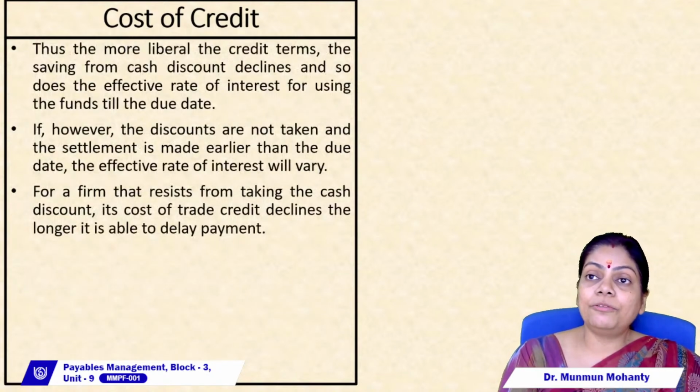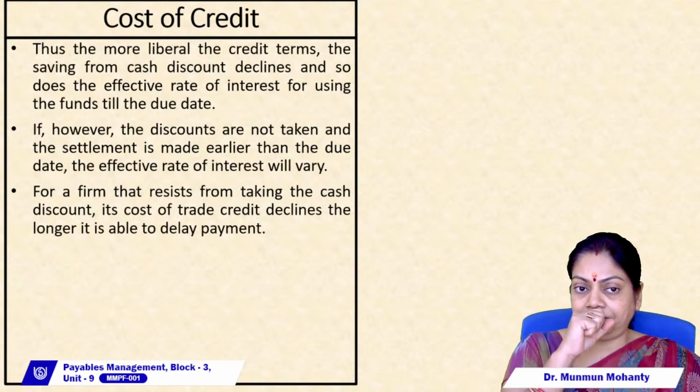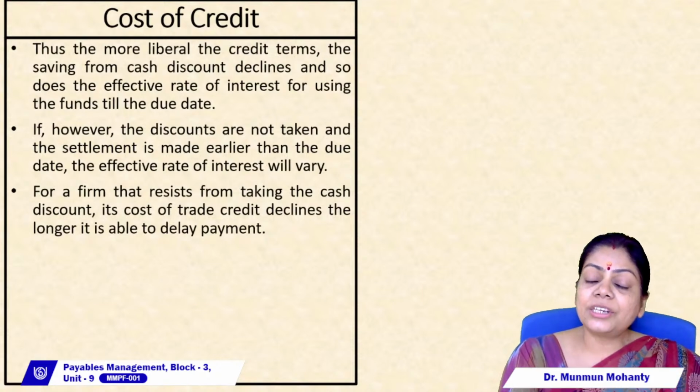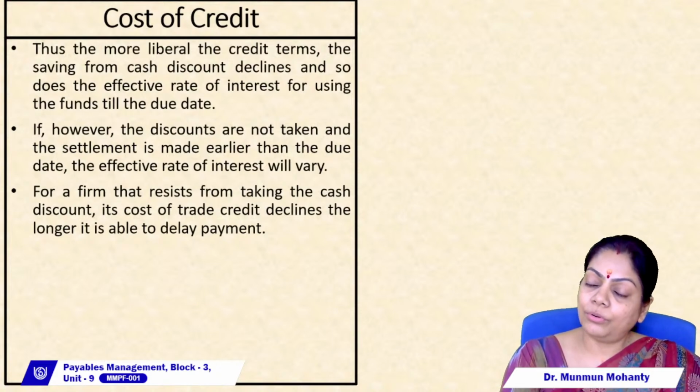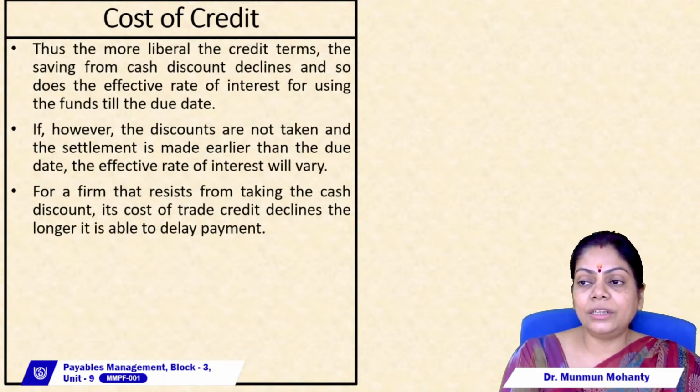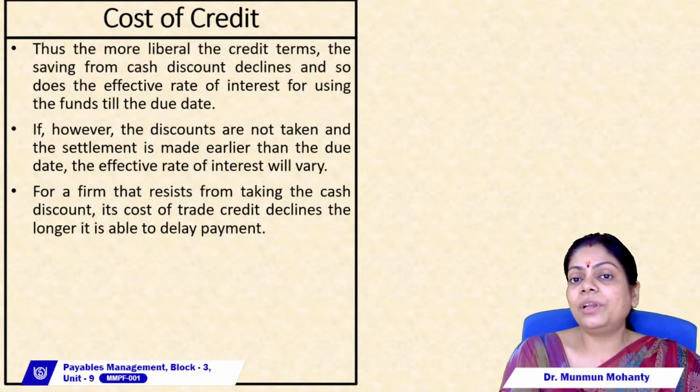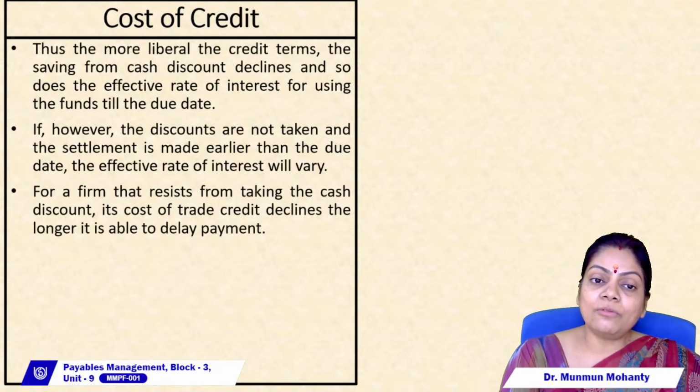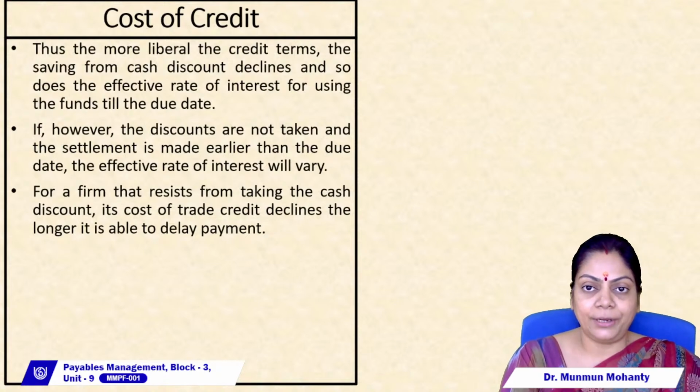So you give them a liberal credit term of 90 days credit, the interest rate declines, and the savings from your cash discount decline. So the effective interest rate of using the funds also declines. So when the buyer sees that the effective interest rate applicable to him is lesser, he will have a tendency not to take advantage of the cash discount. However, if the discounts are not taken and the settlement is made earlier than the due date, the effective interest rate is going to vary.